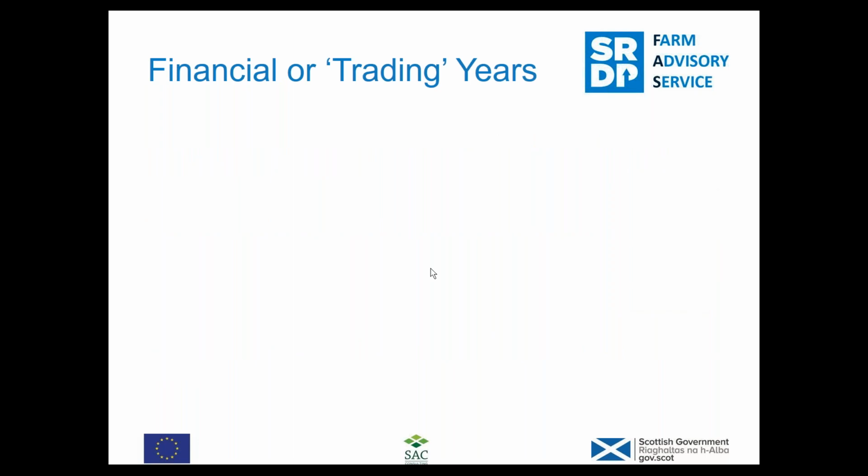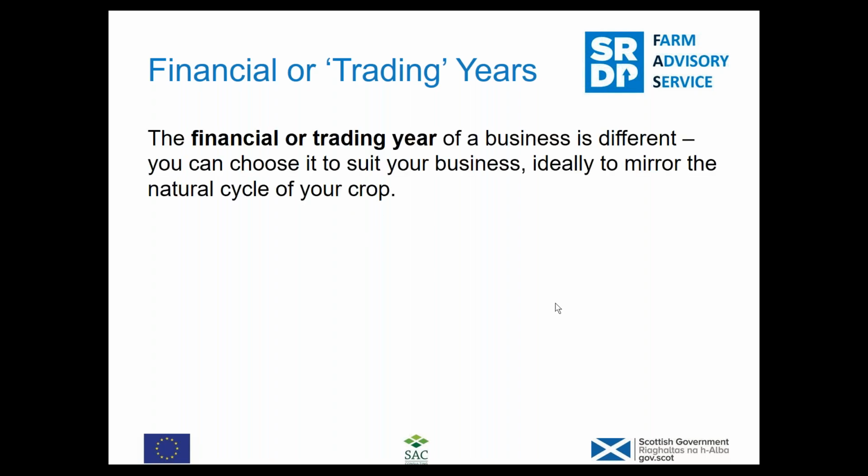Financial or trading years are a little bit different. Relatively few people have a financial year that also ends on the 5th of April. So the financial year of the business is different. You can choose it to suit your business, ideally to mirror the natural cycle of your crop. So for that reason, the 31st of March and the 30th of November are very common, but you do also get 30th of April year ends, May year ends are quite common. You sometimes get December year ends, but the year end can be any date, something sensible for your business.